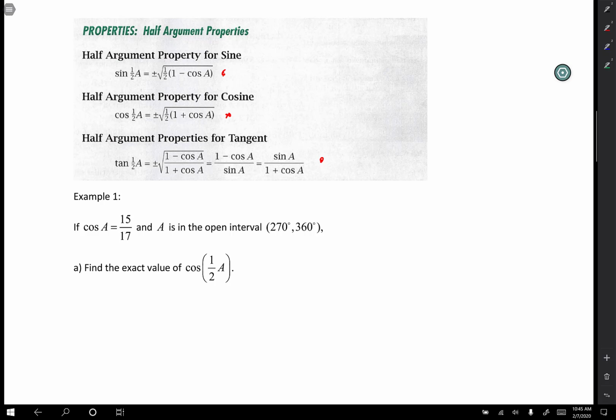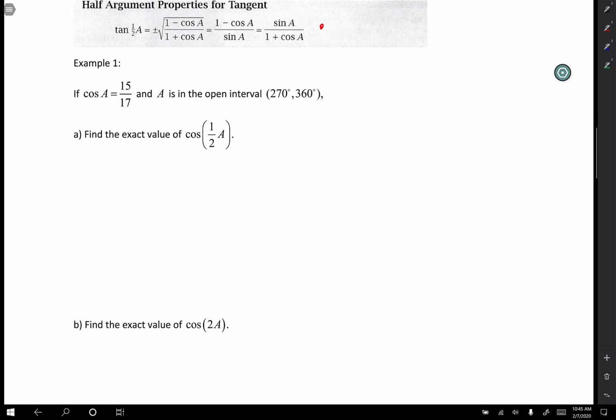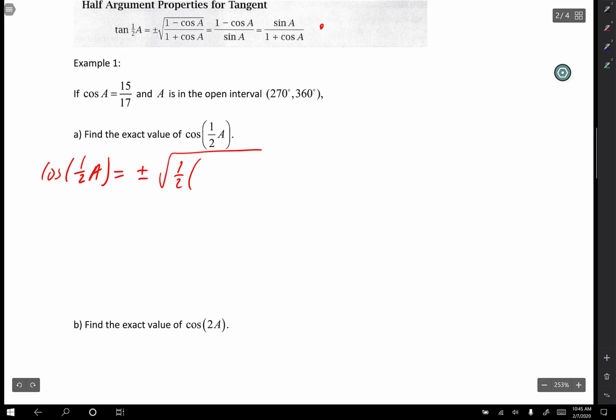So there they are. Let's go ahead and go right into it, guys. This one says find the exact value of cosine half A. So cosine half A equals plus minus square root, or I guess half first, put the half in there first, 1 plus cosine A. Do they give me cosine A? Yes, they told me right here that cosine A is 15 over 17.